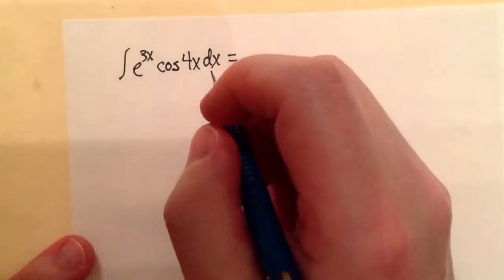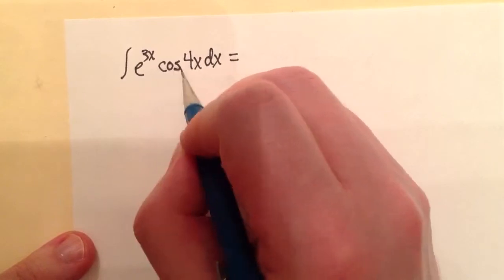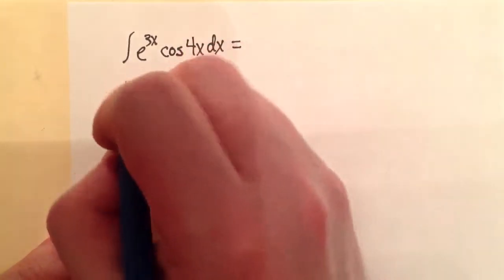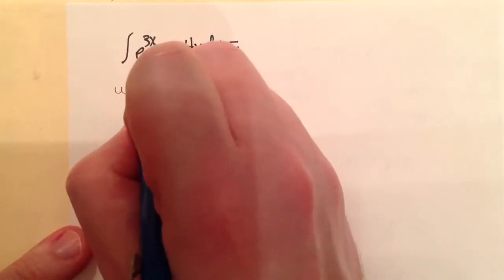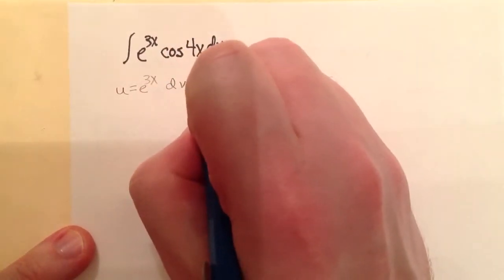Okay, now for problem number 8, we're looking at the integral of e to the 3x times the cosine of 4x dx. For the setup, we can set u equal to e to the 3x and dv equal to the cosine of 4x dx.